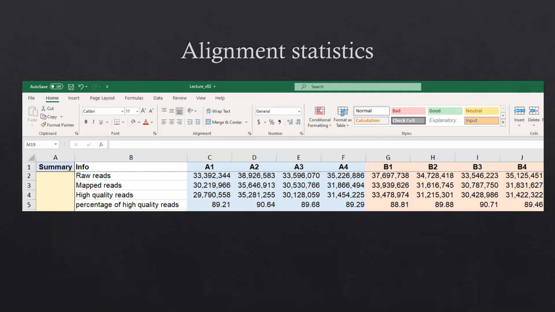Here is the alignment statistics file we generated after STAR mapping. You can see the first row shows the raw reads for each sample. Here we have 8 samples in 2 conditions. The second row shows the mapped reads: when we map the raw reads to the reference genome, how many reads can be mapped under the cutoff. And this shows the high quality reads after we remove some low quality reads, and that's the percentage.